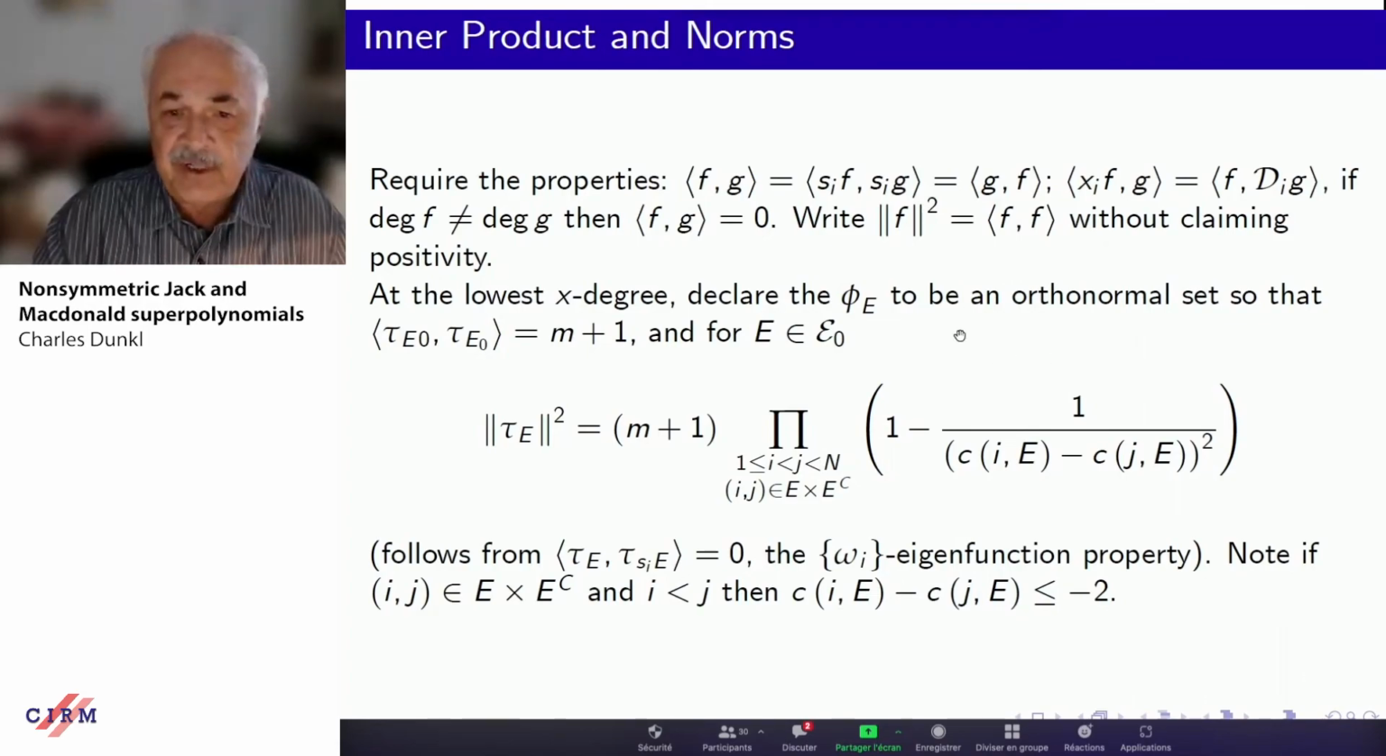The lowest degree, we make φ_E to be an orthonormal set. And again, working more or less with the adjacent transpositions, we get this formula for the L2 norm of τ_E.